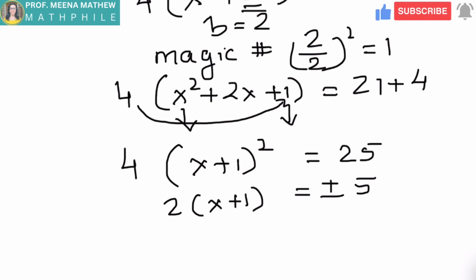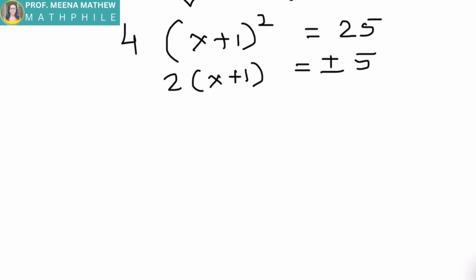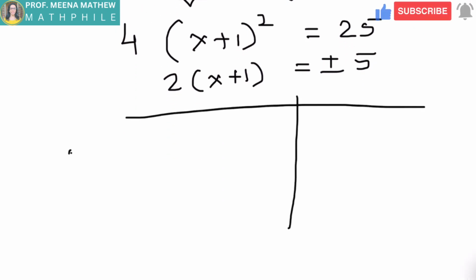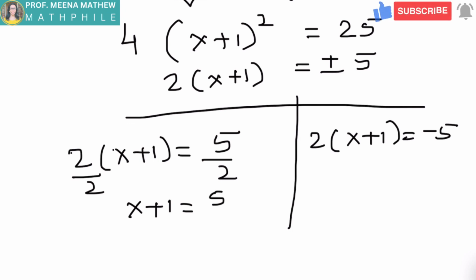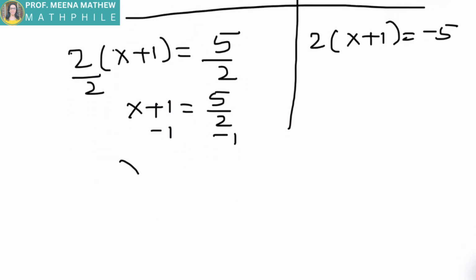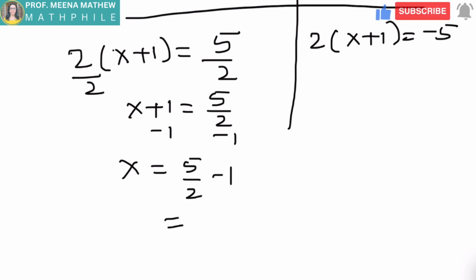Then let us solve. Two times (x plus 1) equals positive 5. 2 times (x plus 1) equals negative 5. Divide both sides by 2, that is x plus 1 equals 5 by 2. Subtract a 1 both sides. Then we will get x equals 5 by 2 minus 1, which is 3 by 2. So x equals 3 by 2.